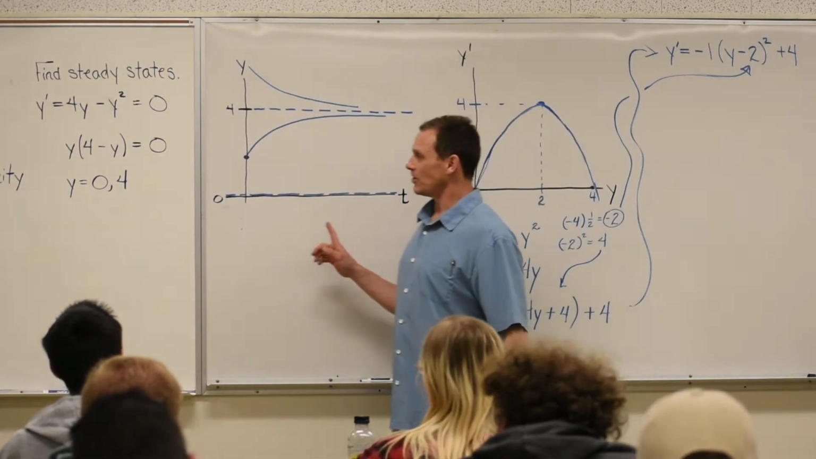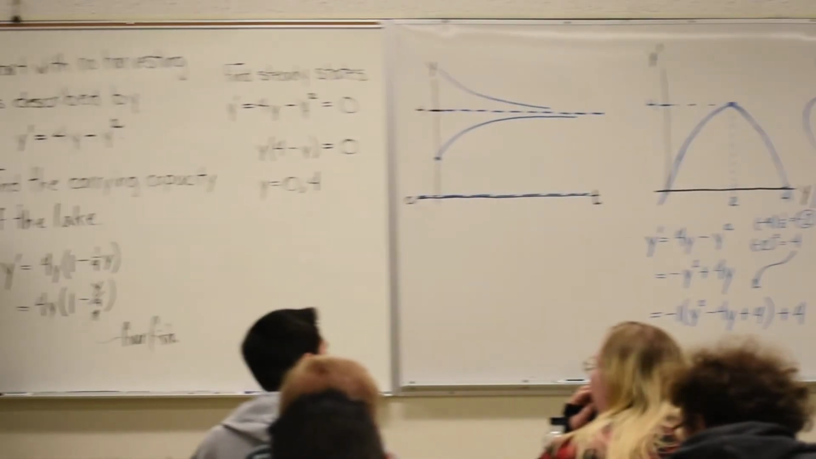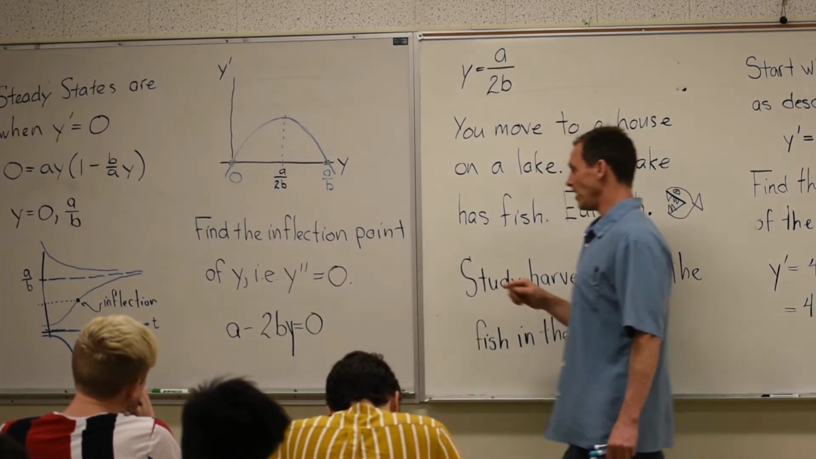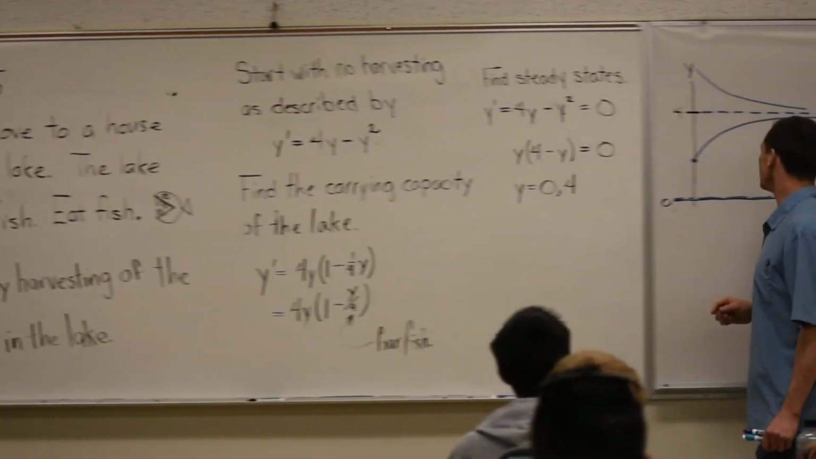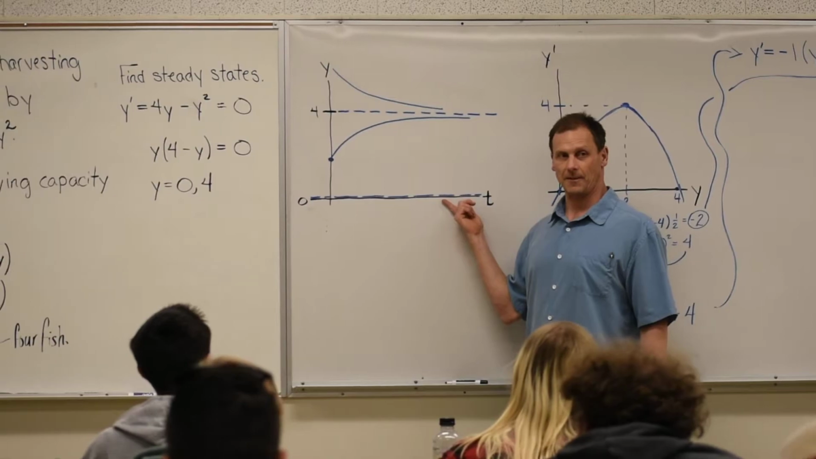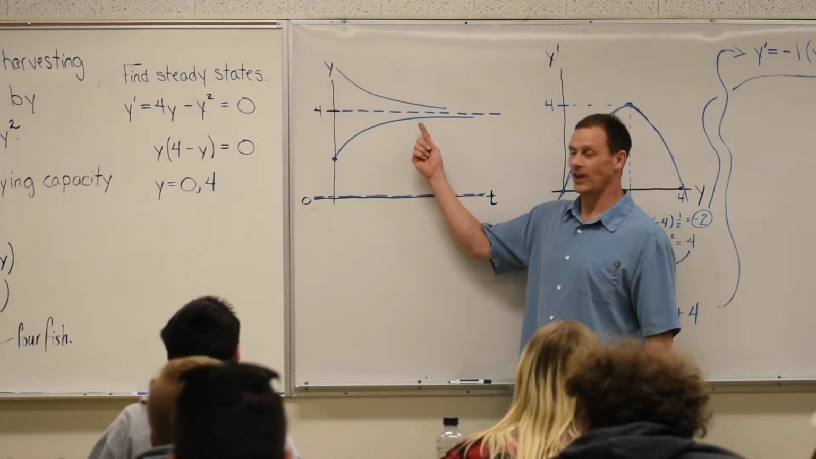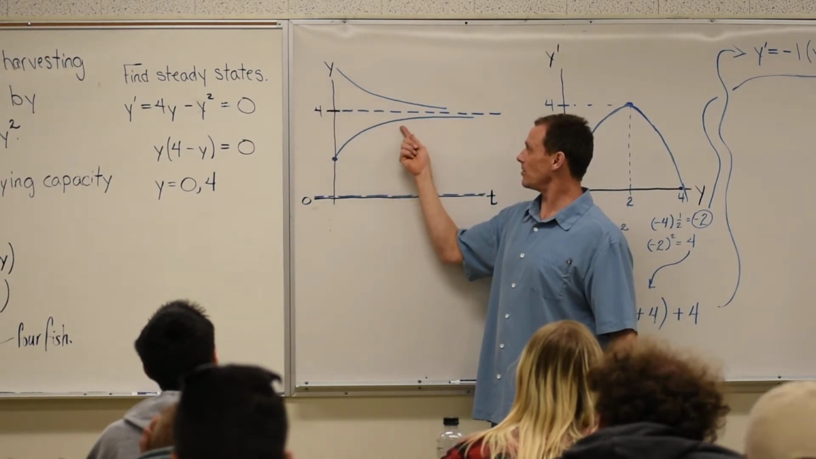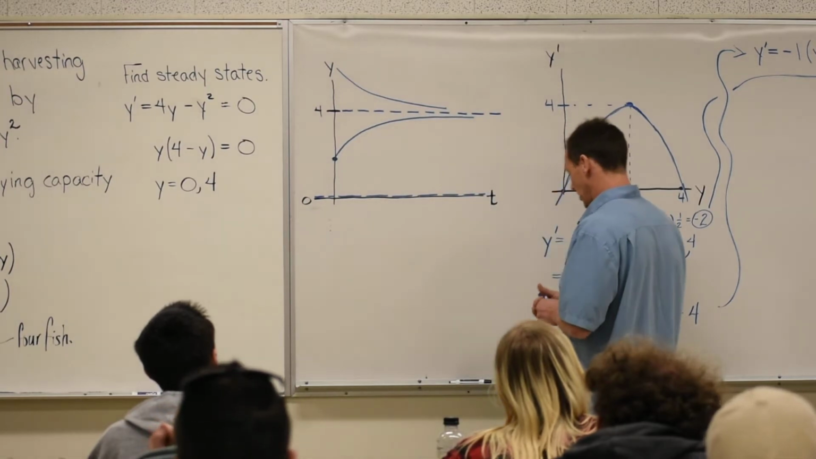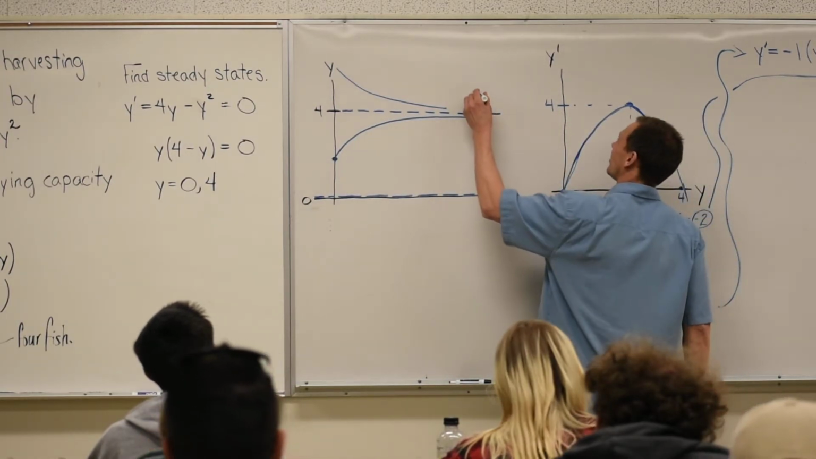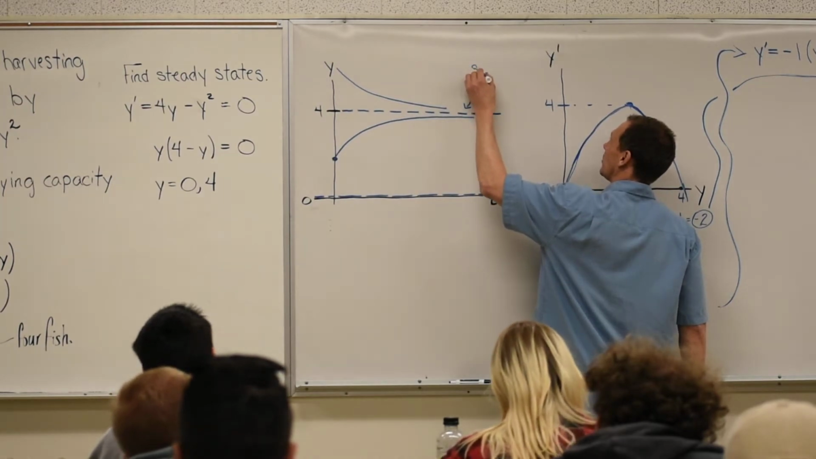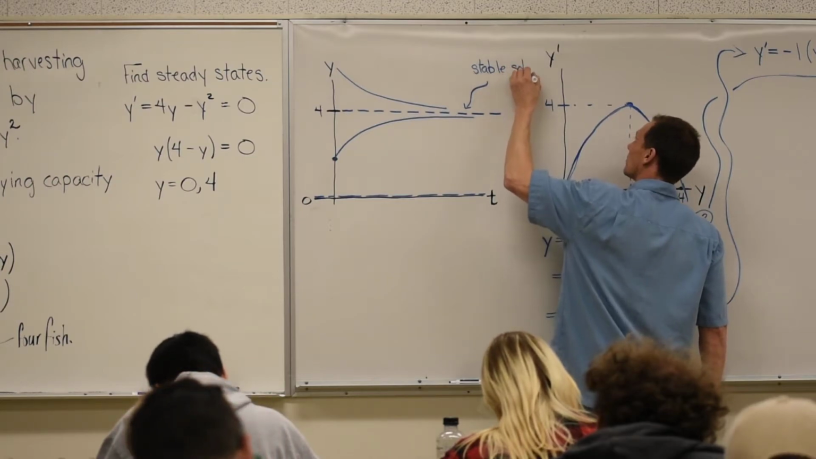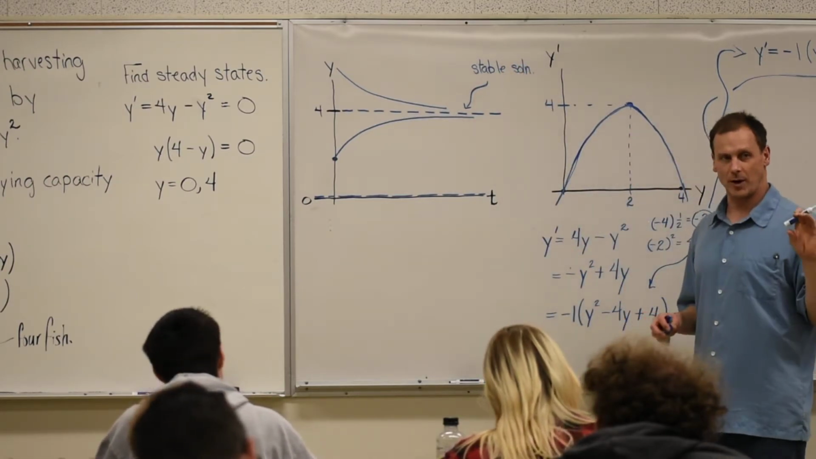So did you hear her question? She's asking about this region down here below 0. What you can see is we have a steady state here of 0, right? But let's look at the steady state of 4. What happens to the solutions? They all tend towards this. We haven't talked about this word, but we're going to be seeing it soon, so you might as well. This would be called a stable solution.